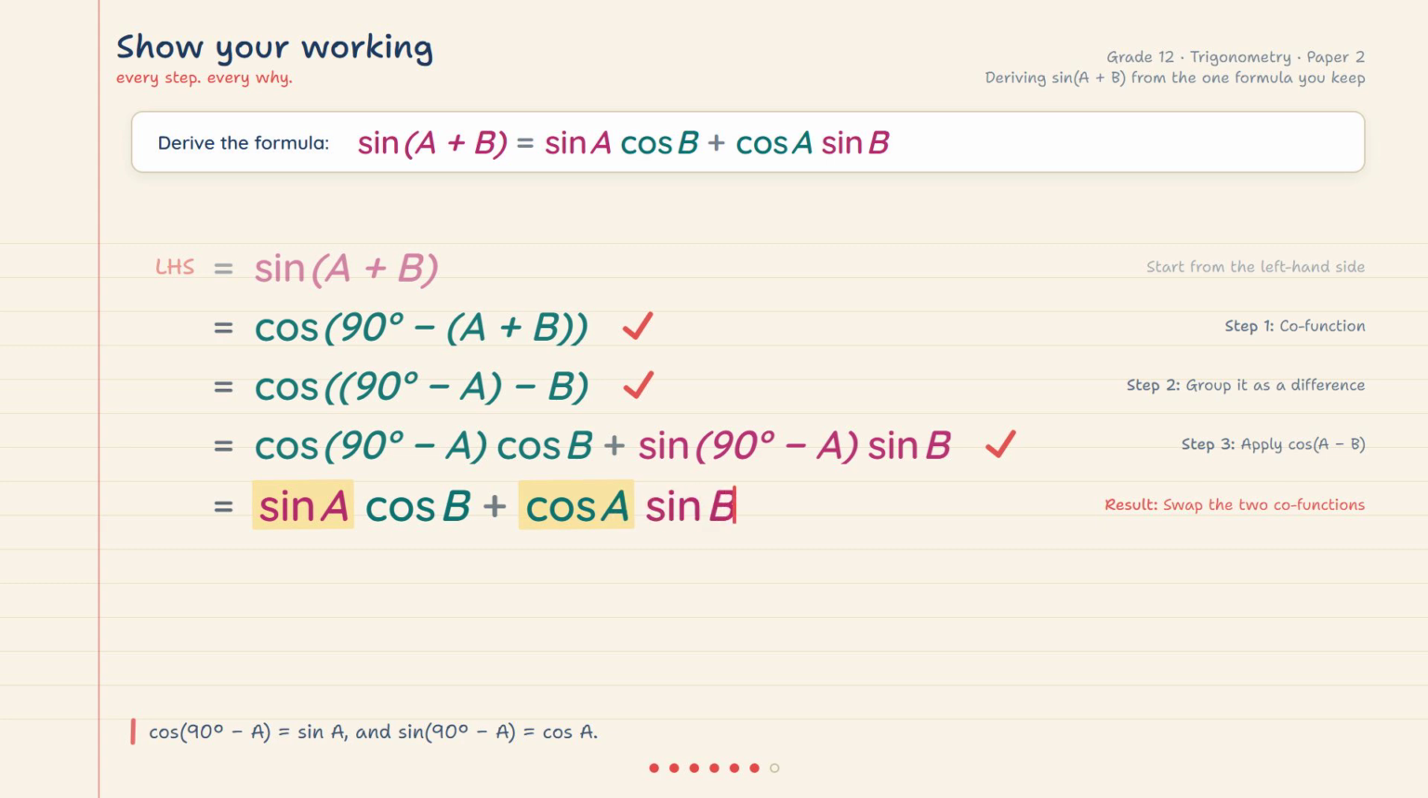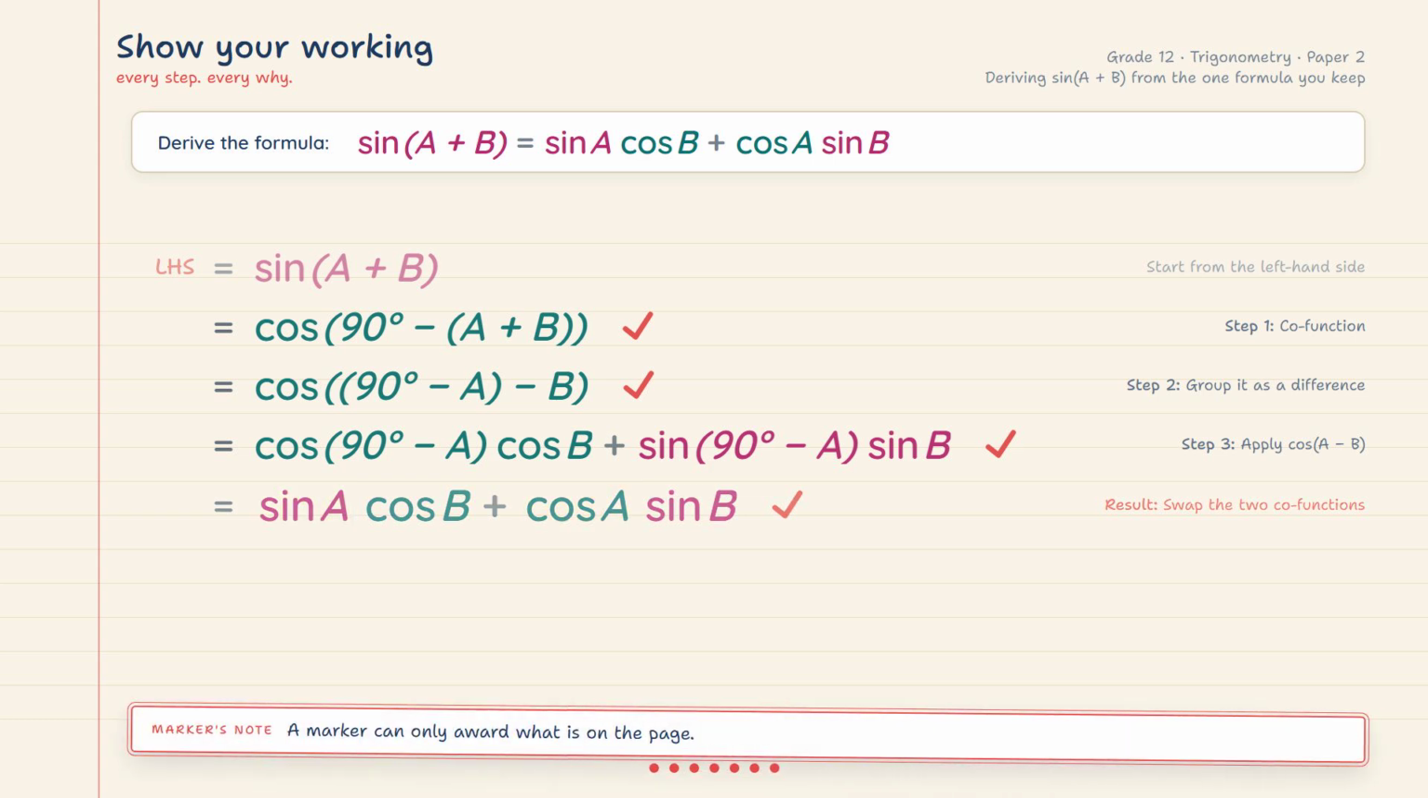Cosine of 90 degrees minus A is sine A. Sine of 90 degrees minus A is cosine A. Put those in. Sine A cosine B plus cosine A sine B. That is the formula. You did not memorize it. You built it. 2 last things.